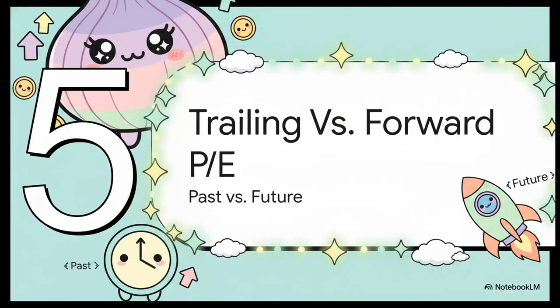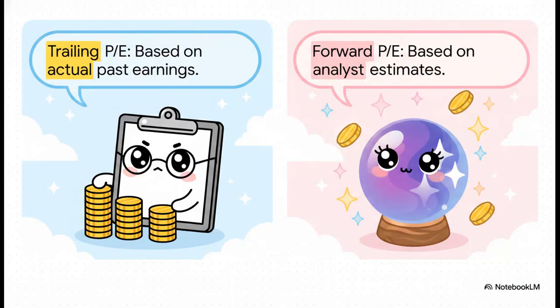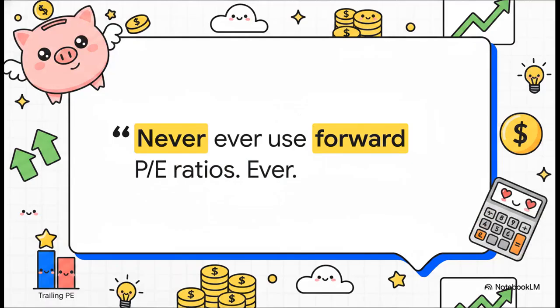Section 5. Trailing versus forward PE. Past versus future. When you're scrolling through your financial apps, you're actually going to notice two different types of PE ratios. Trailing PE uses the cold, hard facts, the actual, literal earnings the company generated over the past 12 months. Forward PE, though, is totally different. It uses expected future earnings based on what Wall Street analysts are guessing will happen over the next 12 months. Forward PE is usually a lot lower for fast-growing companies because, well, analysts are predicting much higher profits down the road. But the real question is, should you actually trust those predictions?